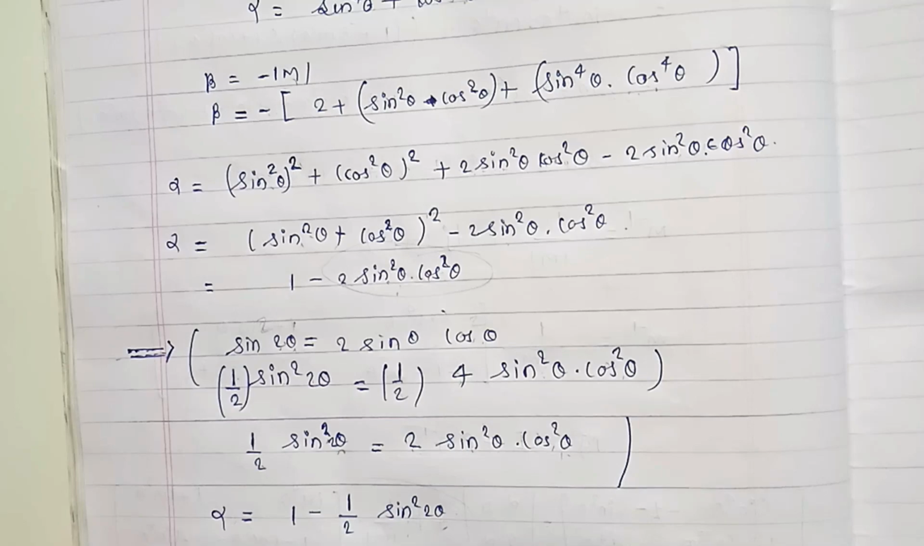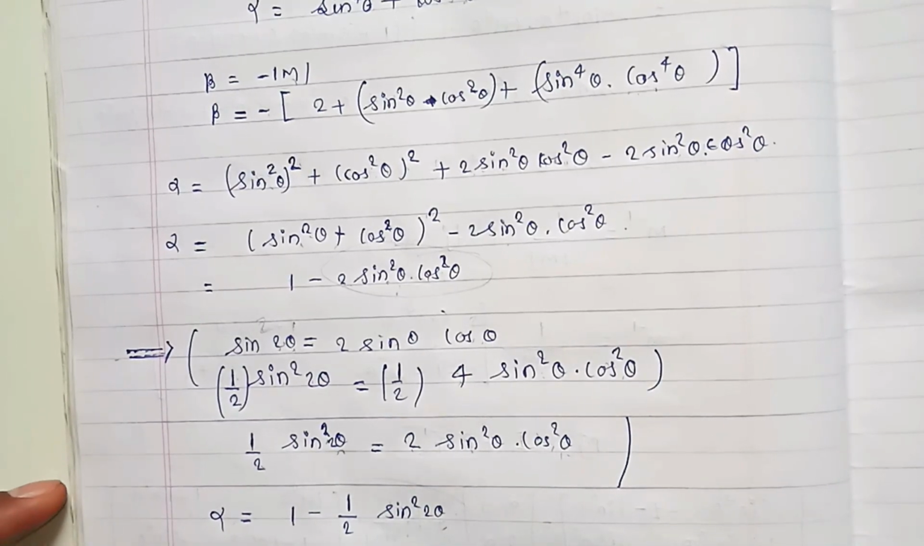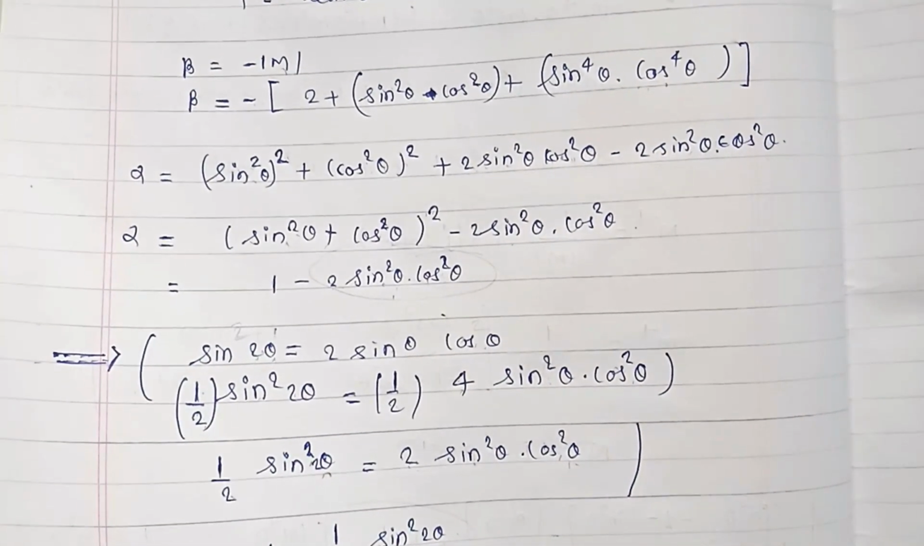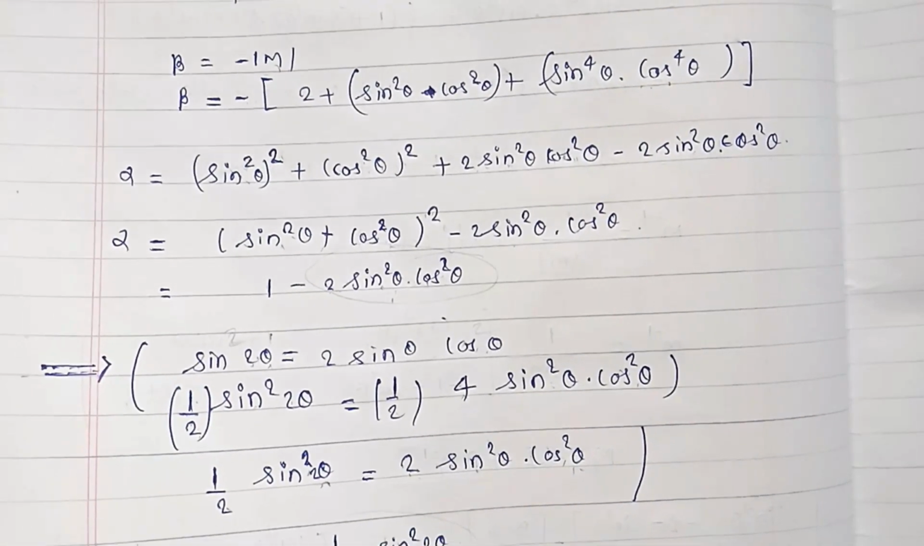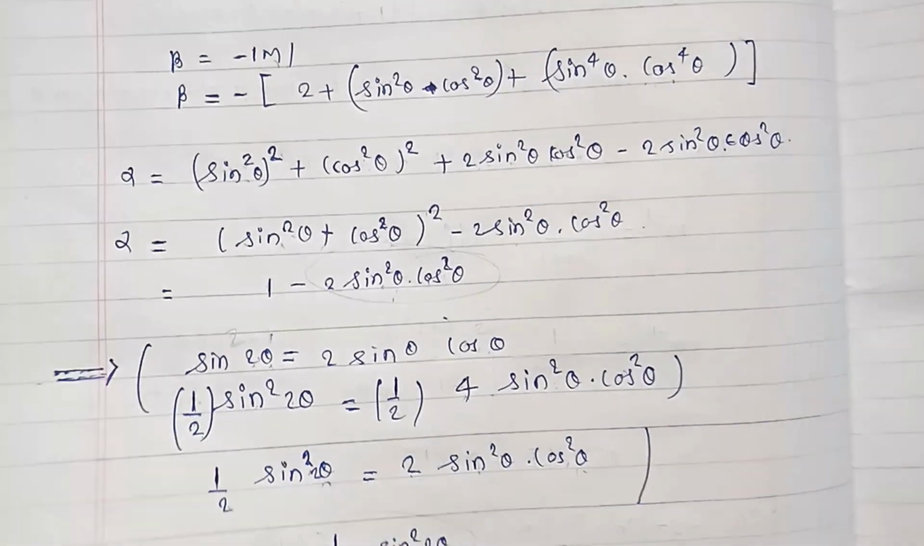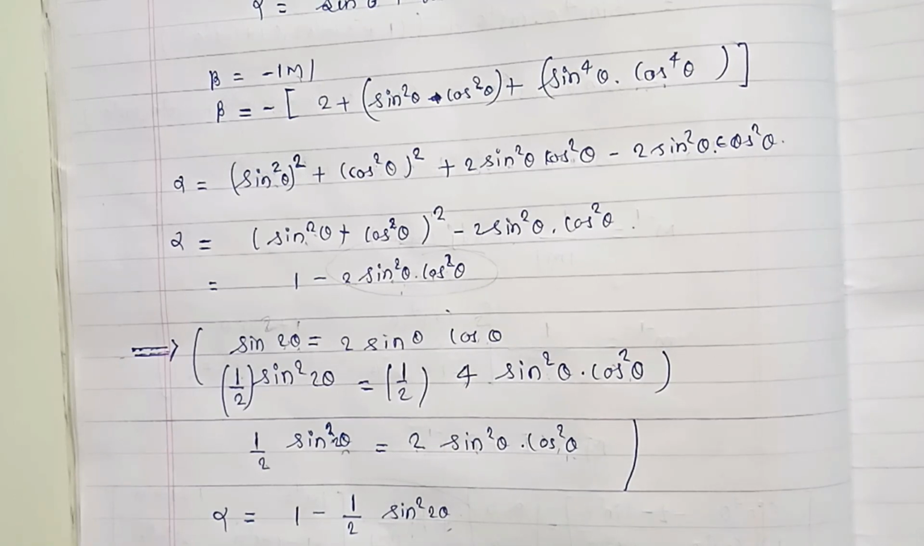Now this is the right time to substitute the value for sine square 2 theta. Okay, so we know that theta has some restriction for alpha. We have to take theta from closed 0 to open interval 2 pi.